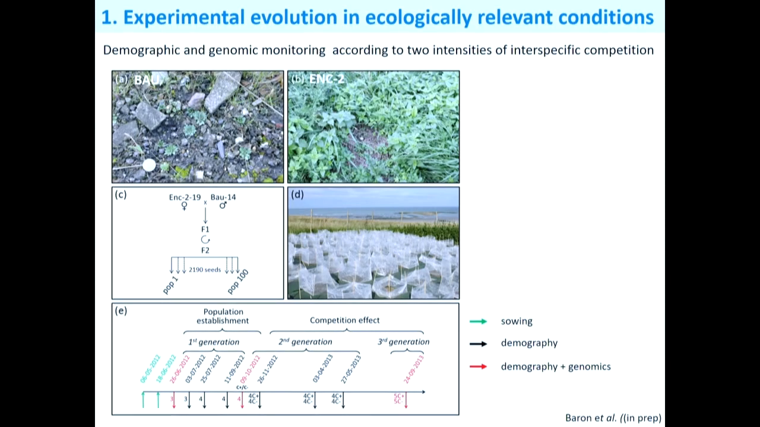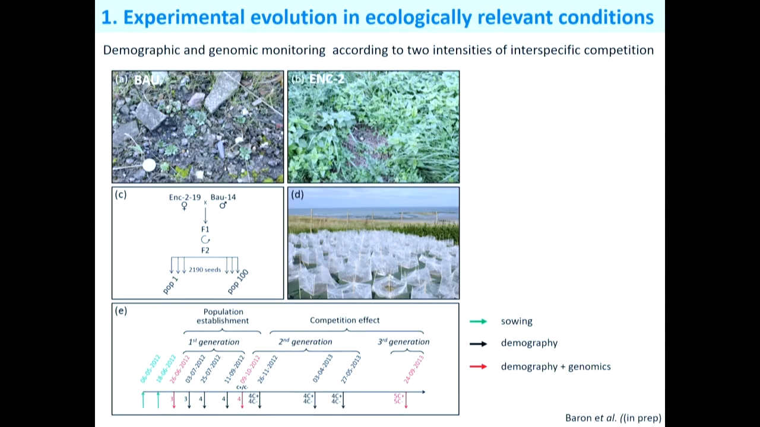But in 2012, actually, the summer was really rainy in the north of France. So actually, we had a first generation during the summer of 2012, and so it was allowing population establishment, and then we have like 3 generations.